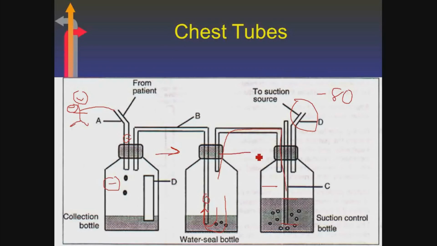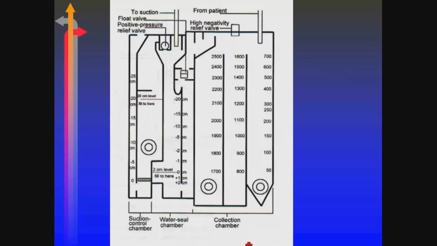We don't use bottles anymore. We use something like this, but it's exactly the same thing. I have a collection chamber, a water seal chamber, and a suction control chamber. And those are the mechanisms by which we reestablish and maintain the intrapleural pressure with an intact pleural space.